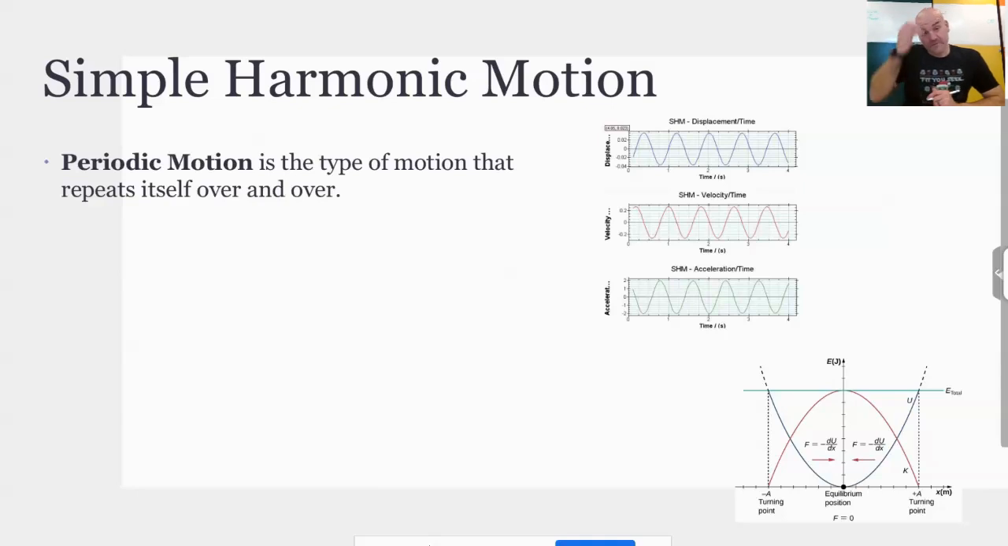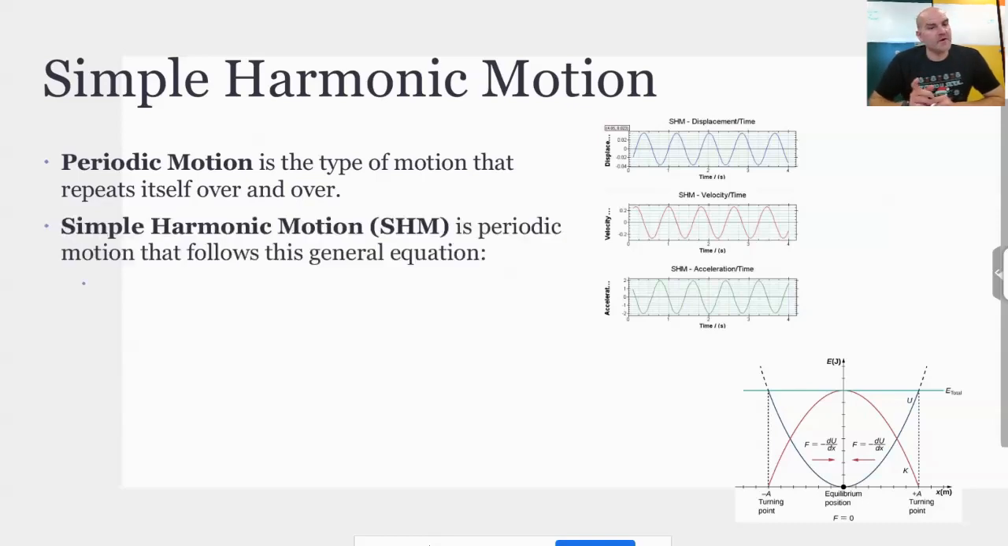One thing to note, periodic motion is essentially repetitive motion. So it's a motion that is going to repeat itself. And when we talk about simple harmonic motion, it's a motion that will follow a general equation that looks like this. So x of t equals A cosine omega t plus phi.